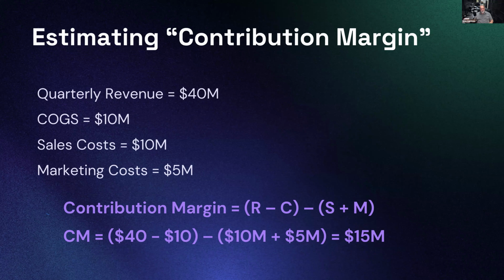Sales, we spent 10 million for sales cost and 5 million for marketing cost. So at a very high level, that contribution margin is going to be the 40 million in revenue minus the 10 million, minus the 10 million from sales cost, minus the 5 million. So that 40 million in revenue is going to become 15 million.